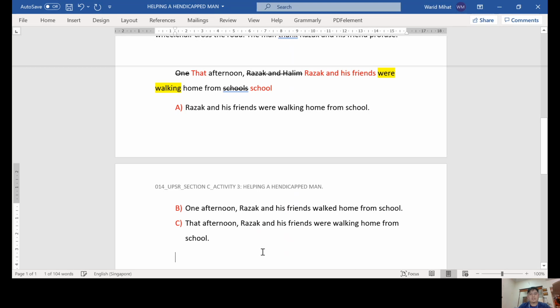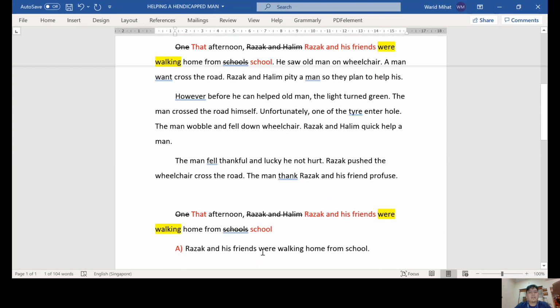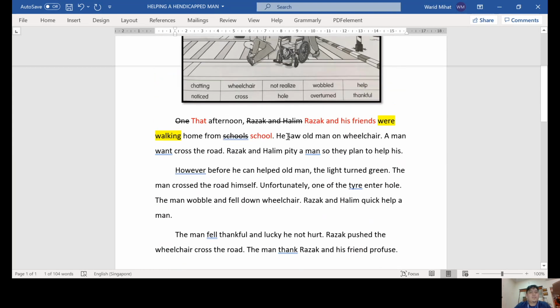Right? Okay, so there are three possibilities if I mention. Ikut you lah, you nak choose which one. If you think A is suitable for you, then it's fine. If you think B suits your taste, then it's fine. If you think C is more advanced and stylo to you, then you use C, okay? All right. But I'm going to stick with that afternoon. Raza and his friends were walking home from school.